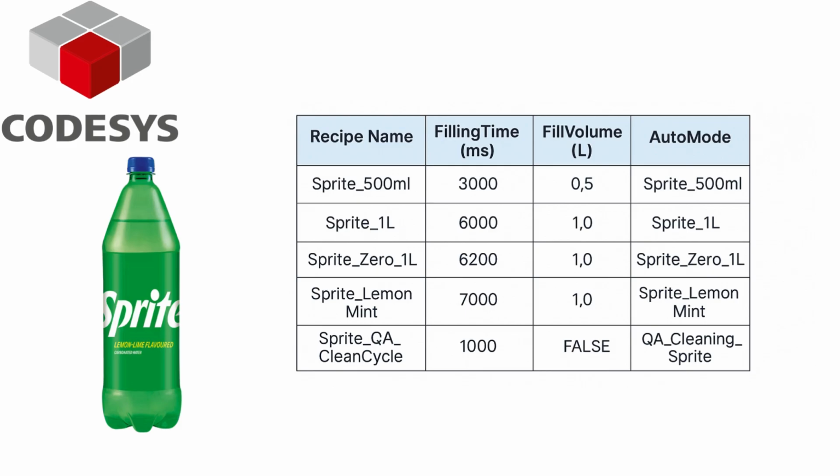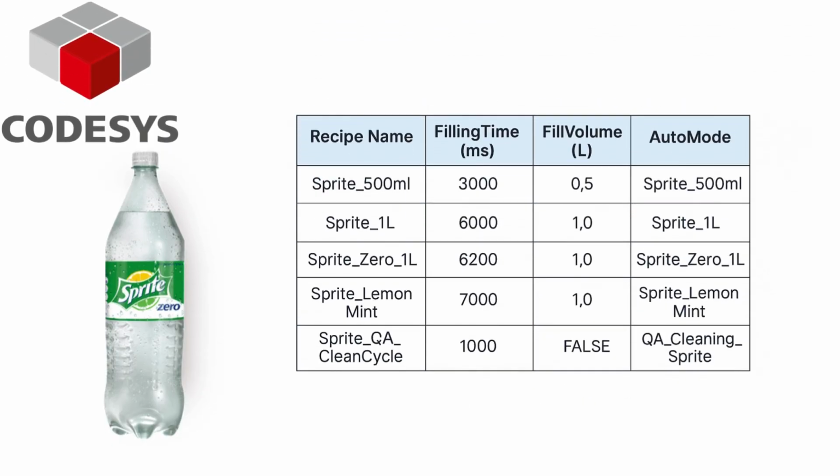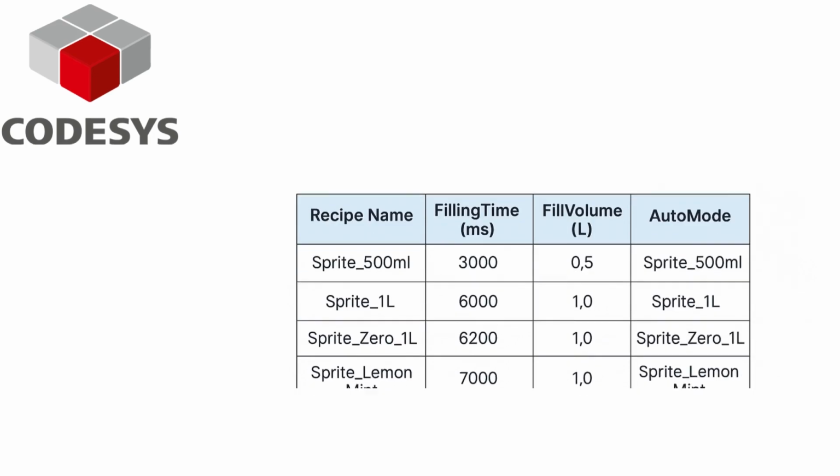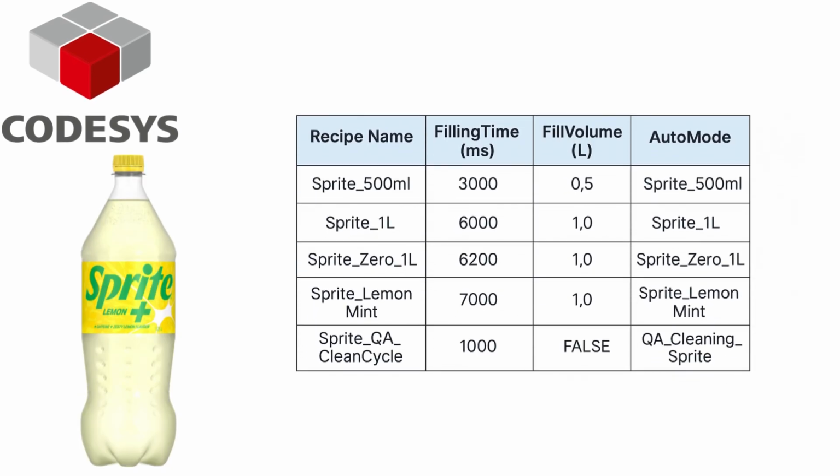Now let's say you're producing a variant like Sprite 0. The Sprite 0 1L recipe can be used, which has slightly different filling parameters, say a fill time of 6200 milliseconds, but still the same volume of 1 liter. If the production line switches to a flavored version like Sprite Lemon Mint, the Sprite Lemon Mint recipe comes into play. Here, auto mode might be set to false to allow more operator control during the flavoring process.